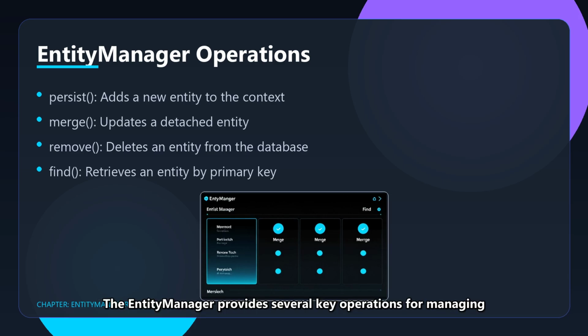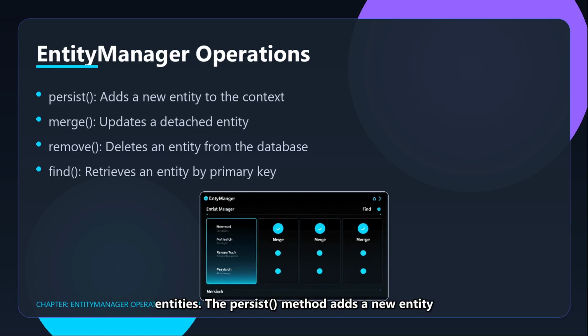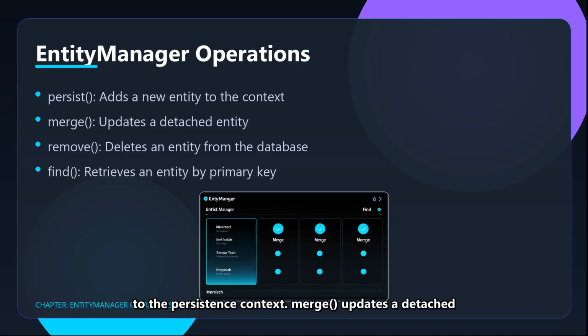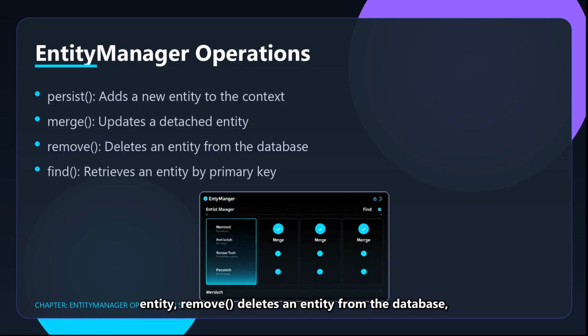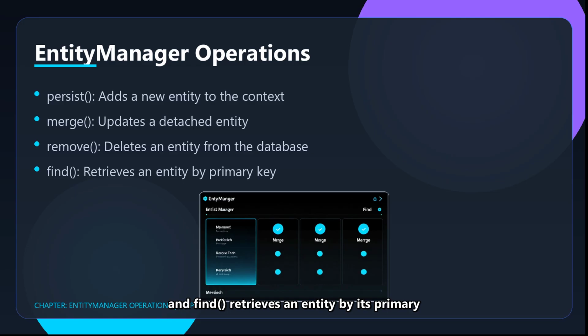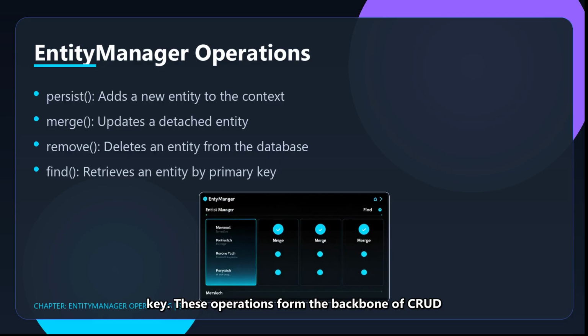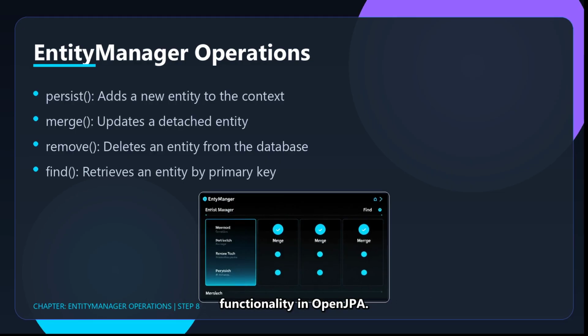The Entity Manager provides several key operations for managing entities. The persist method adds a new entity to the persistence context. Merge updates a detached entity, remove deletes an entity from the database, and find retrieves an entity by its primary key. These operations form the backbone of CRUD functionality in OpenJPA.